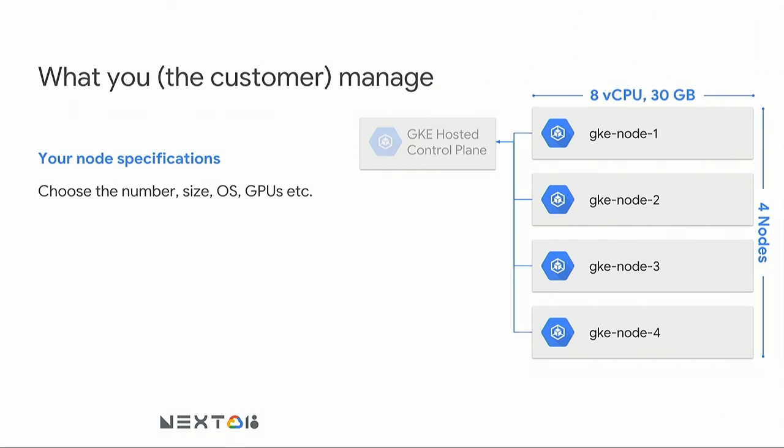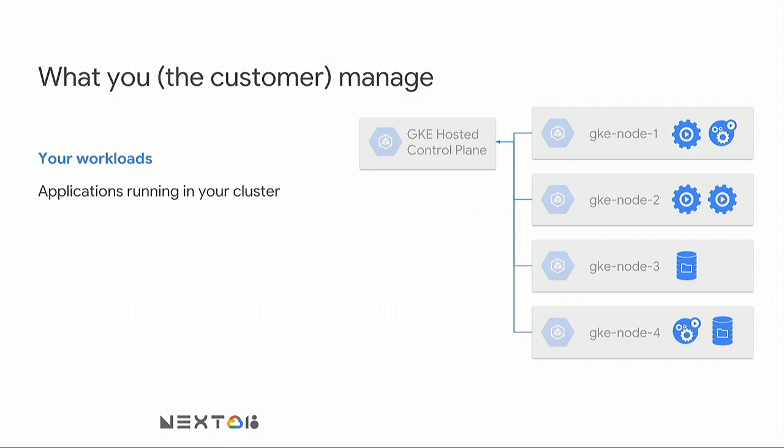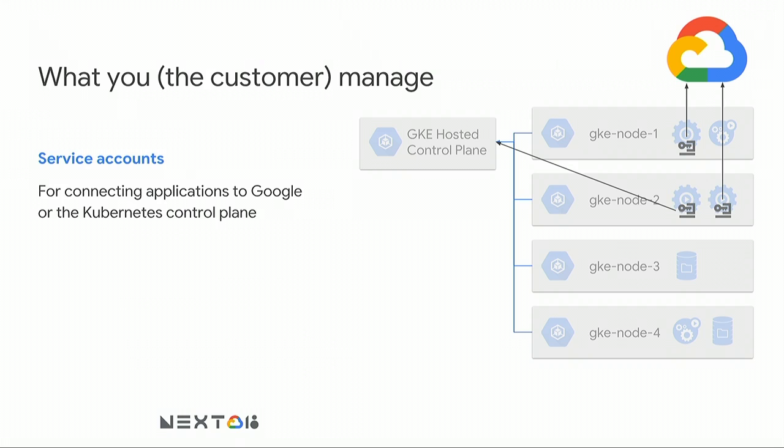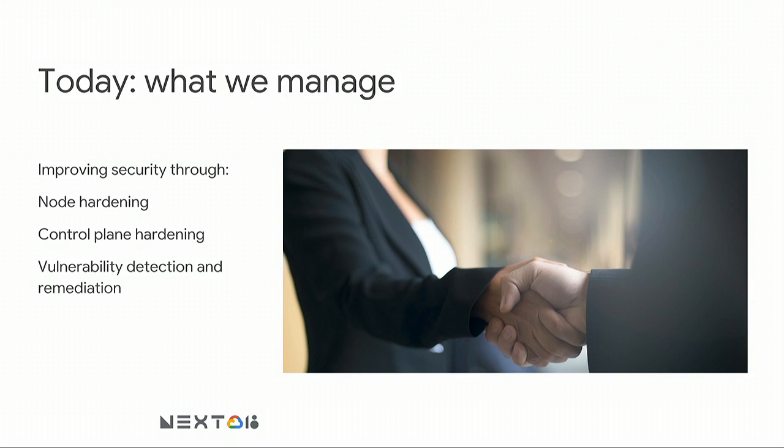You manage, among other things, the node specification, which has all the standard VM knobs you might expect: number of cores, amount of RAM, the operating system, whether or not there's a GPU attached, what services and workloads you've deployed there, and any Google Cloud service accounts that you use to talk to other Google Cloud services. But today, we're talking about what Google does for you. So with that, I want to hand off to Greg, who's going to discuss node security.